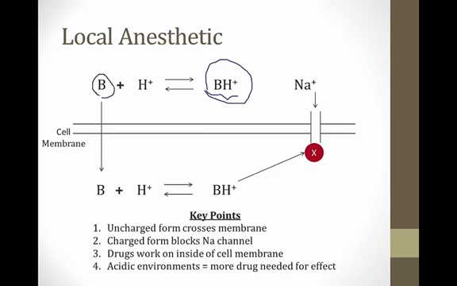This unprotonated form of the base can cross the cell membranes of neurons to get inside the cell. Once it gets inside the cell, it binds a hydrogen atom inside the cell and becomes protonated, and then it's trapped because this form can't go out. And this protonated form of the weak base of the local anesthetic will bind to the interior portion of the sodium channel, and it will block sodium from getting into the neuron.